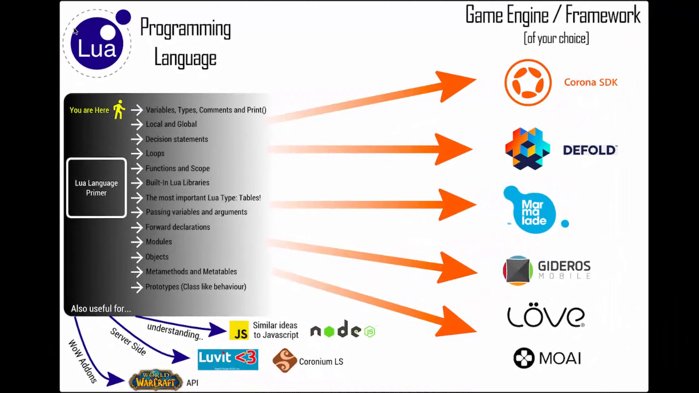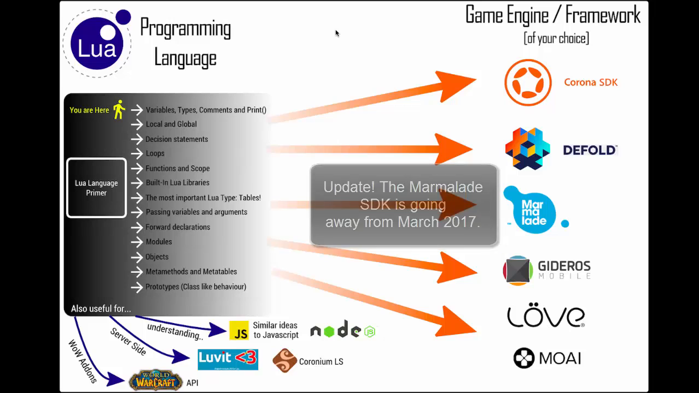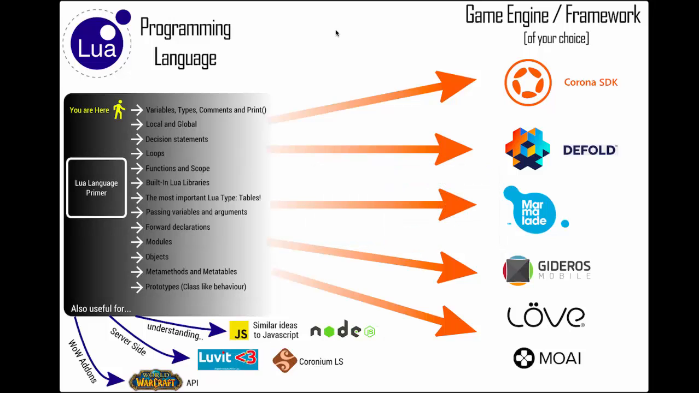Now, some other benefits of learning it like this rather than just jumping straight into the framework. You can make a very easy transition to any other game framework or engine that uses that language. Some of these ones shown here are, we'll be using Corona SDK because that's one of my favorites. You could also use Defold, or you could use Marmalade Quick, which also uses the Lua programming language, Gideros, Love, or Moai. And there's other ones here that I haven't obviously shown that also use the Lua programming language.